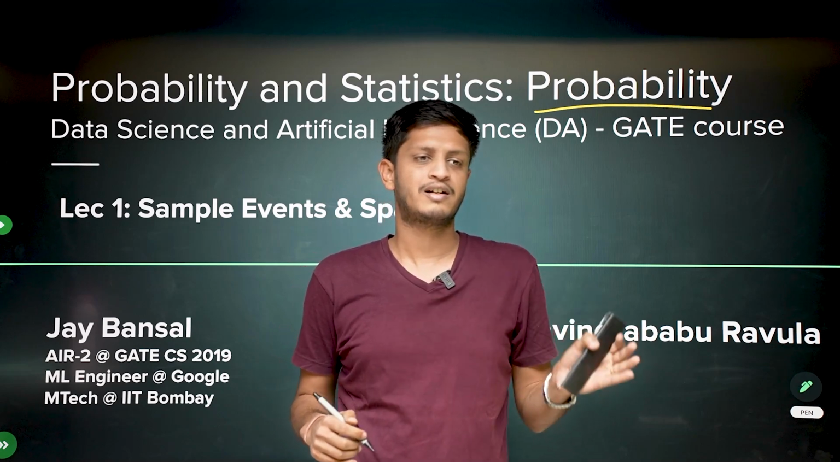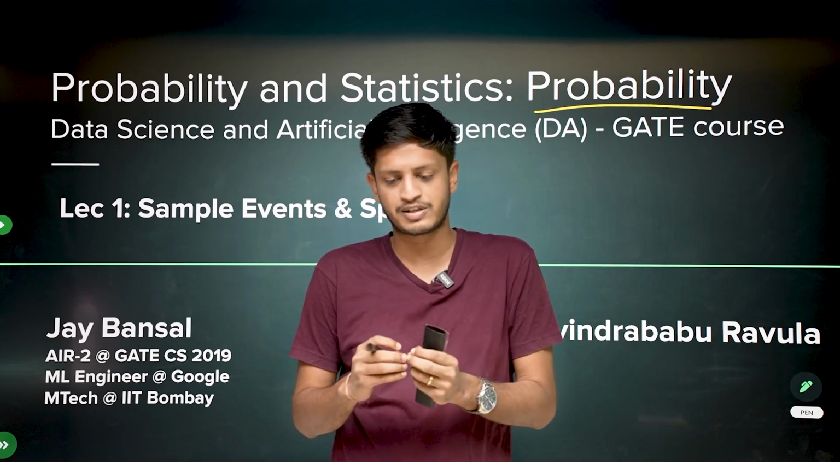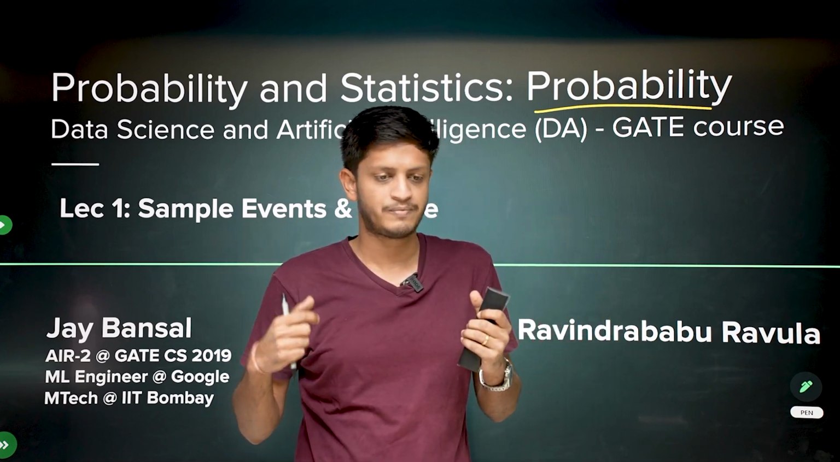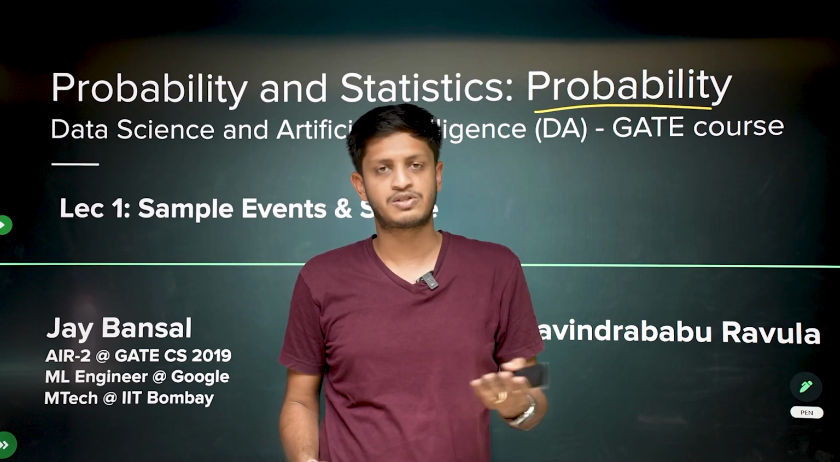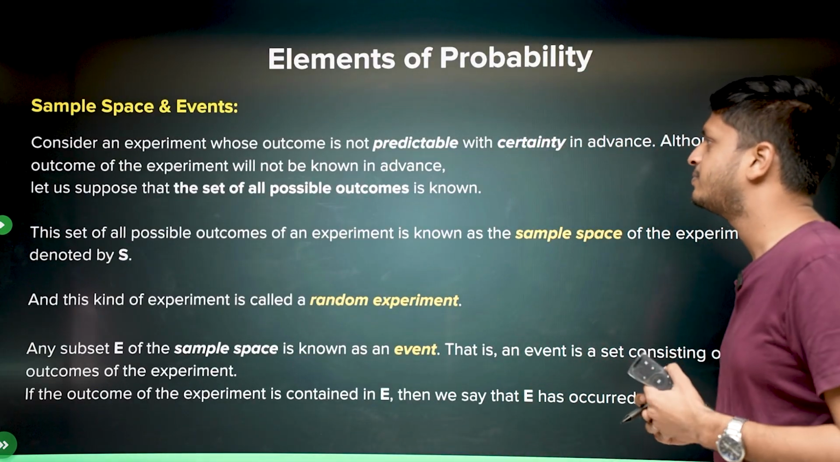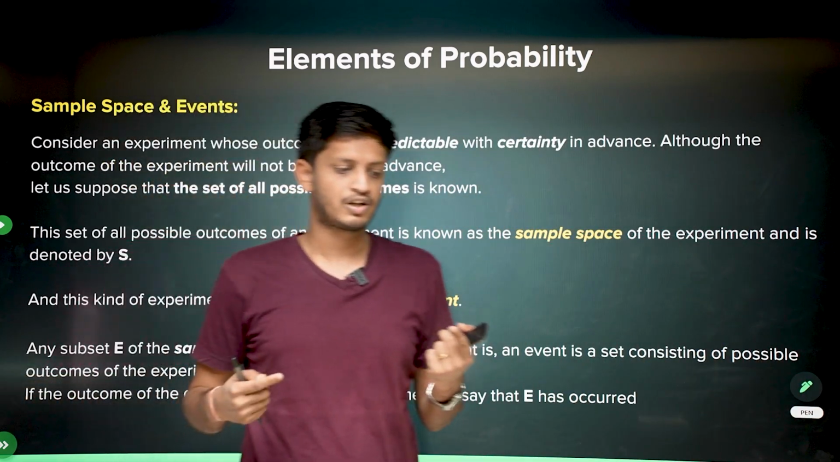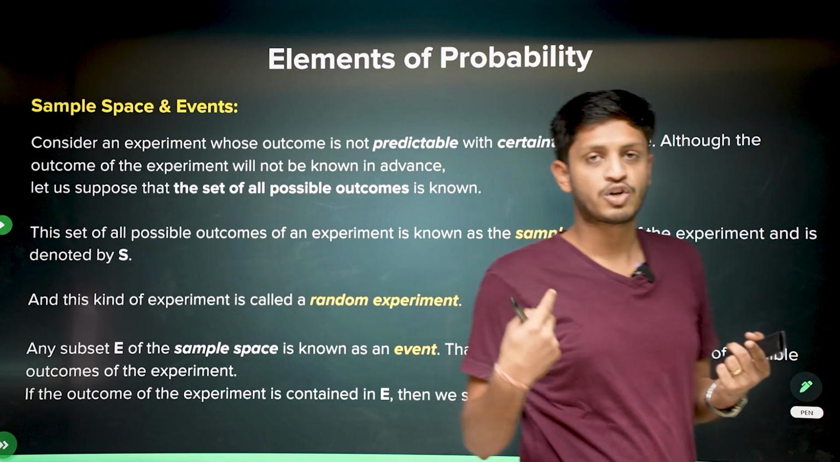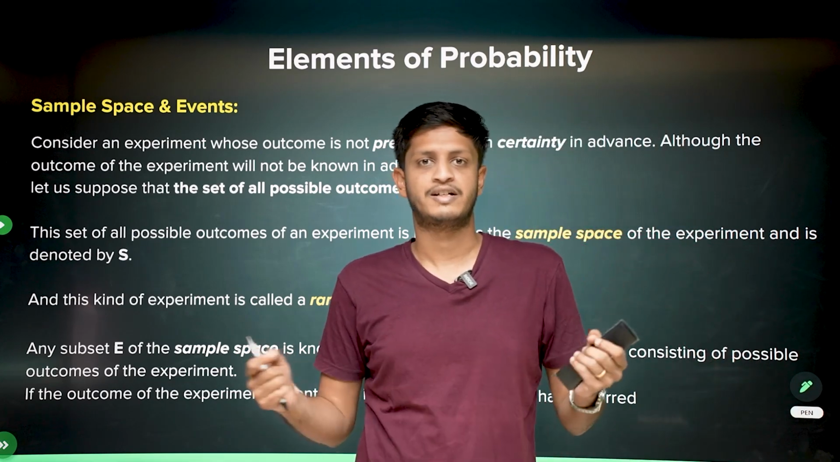You must have learned it in class 10th, 11th, 12th, so most of the concepts will be the same, at least in this lecture. Then we will move to advanced topics like Bayes theorem, multiplication theorem, and so on. Cool. So firstly, why probability? Because we cannot be certain of the outcomes of certain events, right?